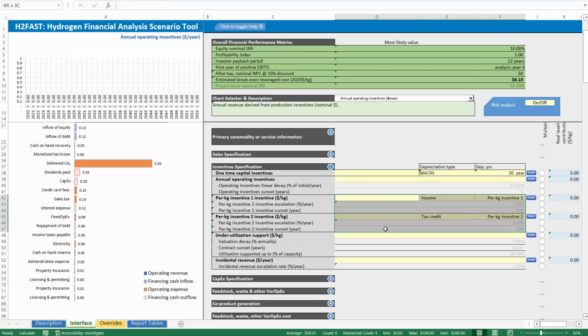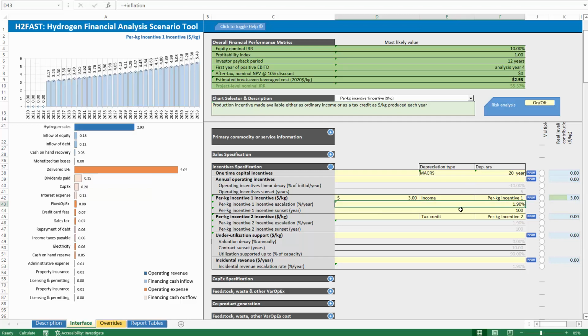We have two types of incentives for per kilogram or per unit of primary commodity. This could be dollars per bushel or dollars per ton of ammonia or dollars per ton mile of freight. You can modify those here. So for example, since we're modeling a renewable scenario, we can say we have a production tax credit of $3. It's going to be actually a tax credit.